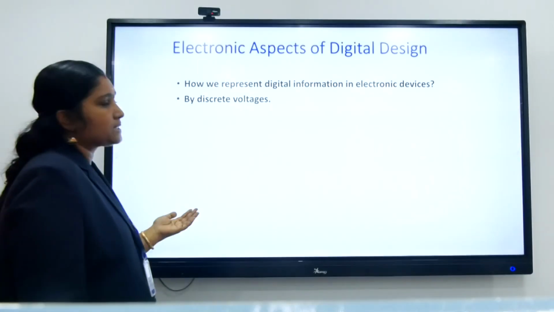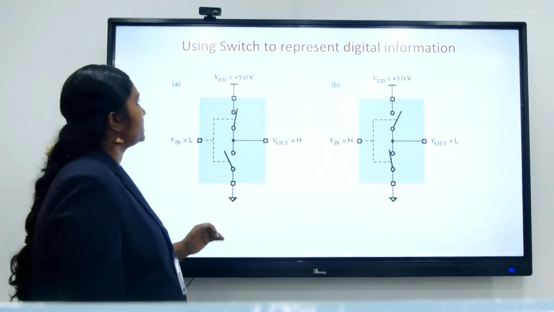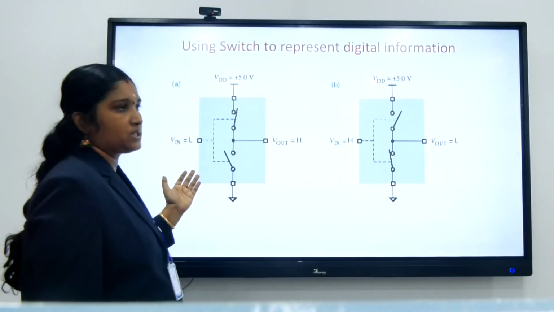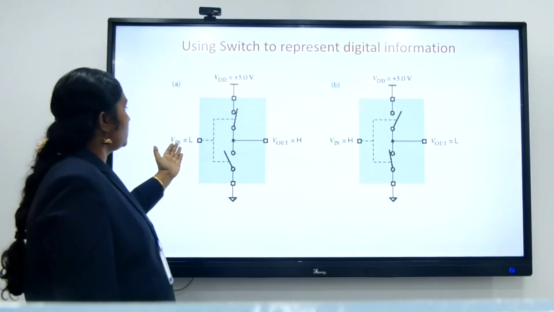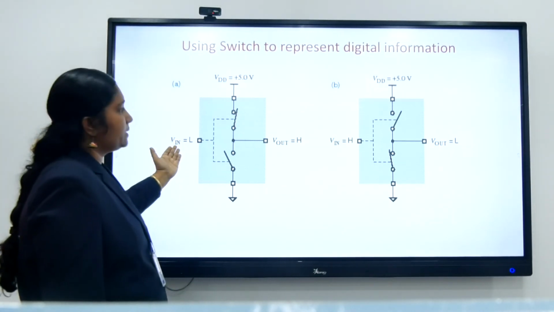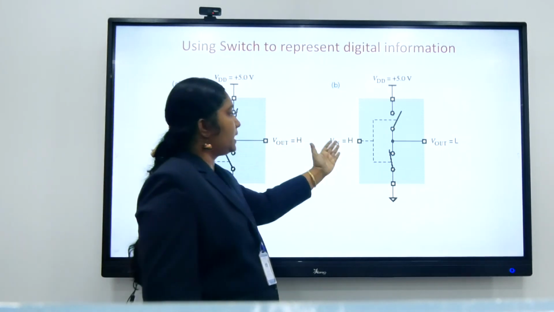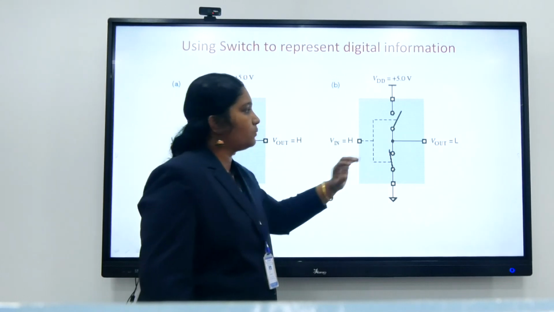And now we have to know how we represent the digital information to the logic circuits. By using discrete voltage levels, this information can be represented in digital circuits. Here the switches are representing the digital information. Here the low level is represented like this. In this circuit, a low level input is given and the high level output is taken. In this circuit, a high level input is given and the low level output is taken.